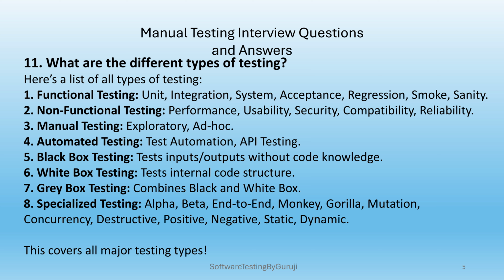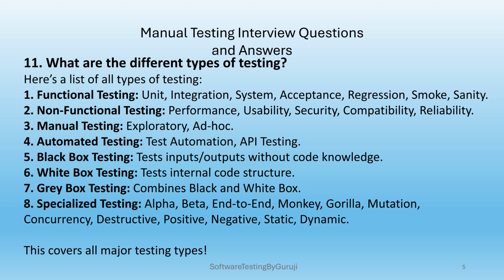Here is a list of all types of testing. First is functional testing. It consists of unit testing, integration testing, system, acceptance, regression, smoke and sanity testing. Second is non-functional testing. It consists of performance, usability, security, compatibility and reliability testing. Third is manual testing, exploratory testing, ad hoc testing. Fourth is automation testing, test automation, API testing.